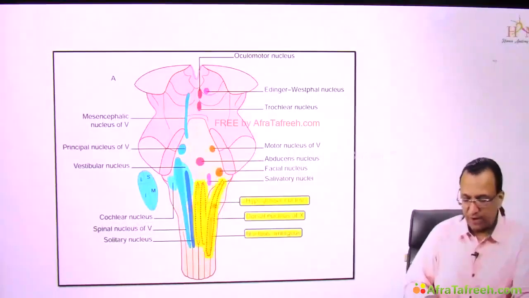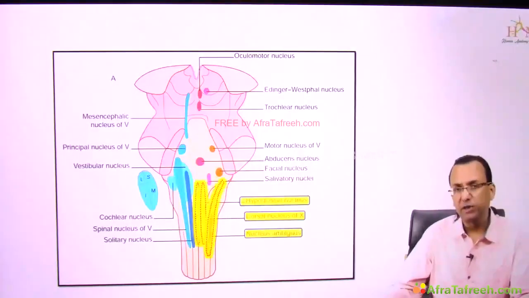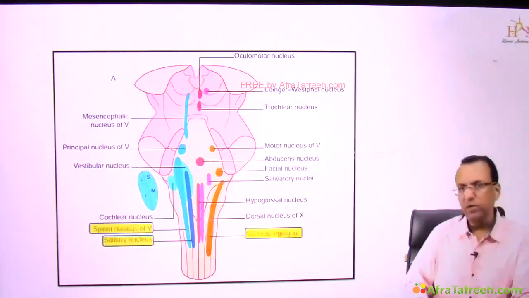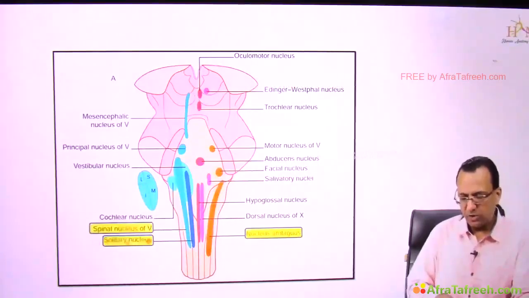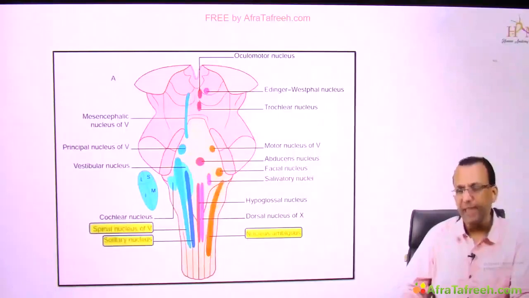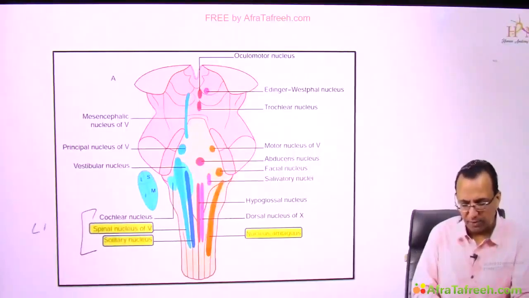Now tell the nuclei which you find in the medulla oblongata. Some of them are near the midline, some are away from the midline. So when you say so, you will find nucleus ambiguus is lateral medulla, the spinal nucleus of trigeminal is lateral medulla, and the solitary nucleus is lateral medulla. But why do you want to know the nuclei in the lateral medulla? Because they will be compromised in lateral medullary syndrome, which is called Wallenberg syndrome.